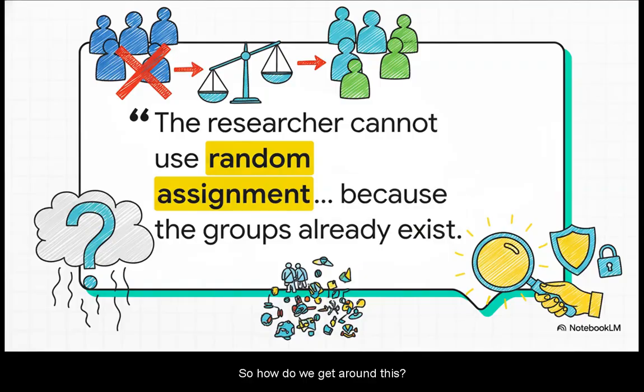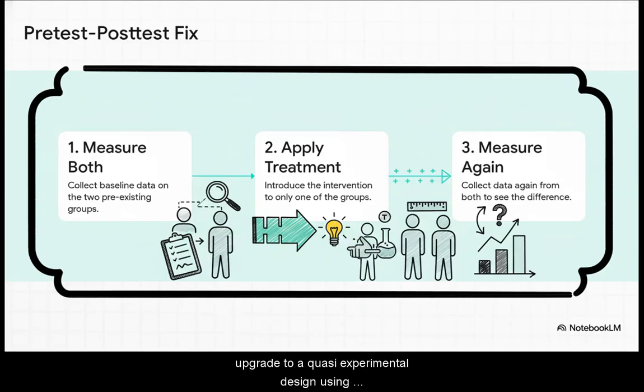So, how do we get around this? How can we add a layer of control? Well, here's a pretty clever fix. You can upgrade to a quasi-experimental design using what's called a pre-test, post-test structure. It's a really powerful three-step process. First, you measure both groups to get a baseline to see where they stand before you do anything. Then, you introduce your treatment, like that new teaching method we talked about, to just one of the groups. And finally, you measure both groups again. This lets you see if the treatment group changed more than the control group, which gives you much, much stronger confidence that your intervention was actually the cause.